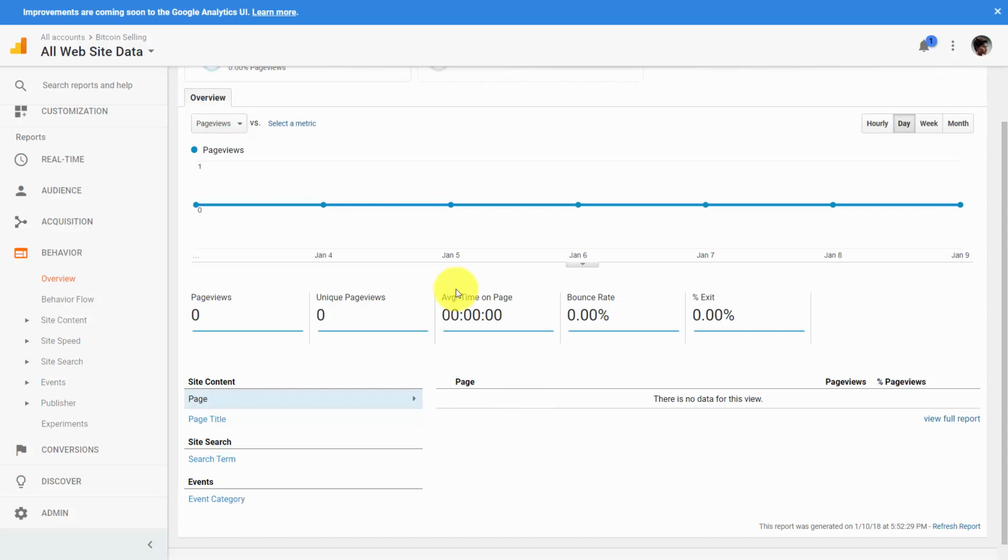Now there's also a measure in behavior called average time on page. And this number is measured on a page-by-page basis. So again, this is a different measure. And if we want to know if we're keeping people on a particular page, this measure will actually tell us.